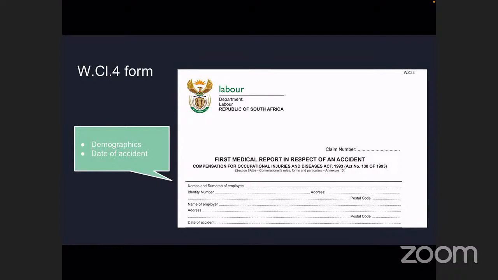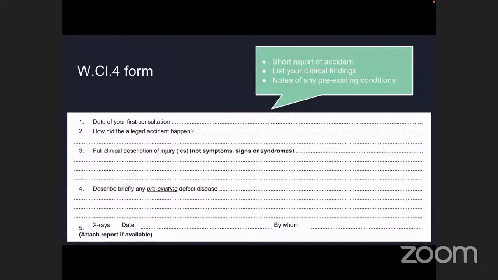So this is the WCL4 form, which is split up into different sections. The first section is basically demographics and the date of the accident. As you can see, it's just employee and employer details at the top, which should be filled out as much as possible. And then the rest of the questions are pretty straightforward and self-explanatory. So it's basically a short report of the accident. You want to list all your clinical findings. So what you see, basically, not what the patient feels.